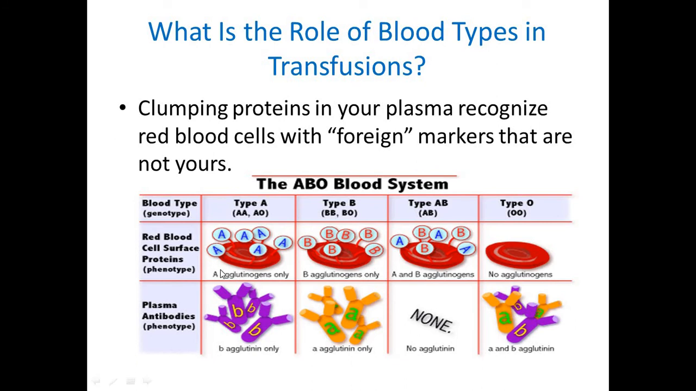As we studied before, type A contains antibody, or we call it clumping protein, B. That means if any blood type B is found here, the clumping protein will react with B, causing type B to clot. Type B contains antibody or clumping protein A that reacts with type A, causing it to clot.